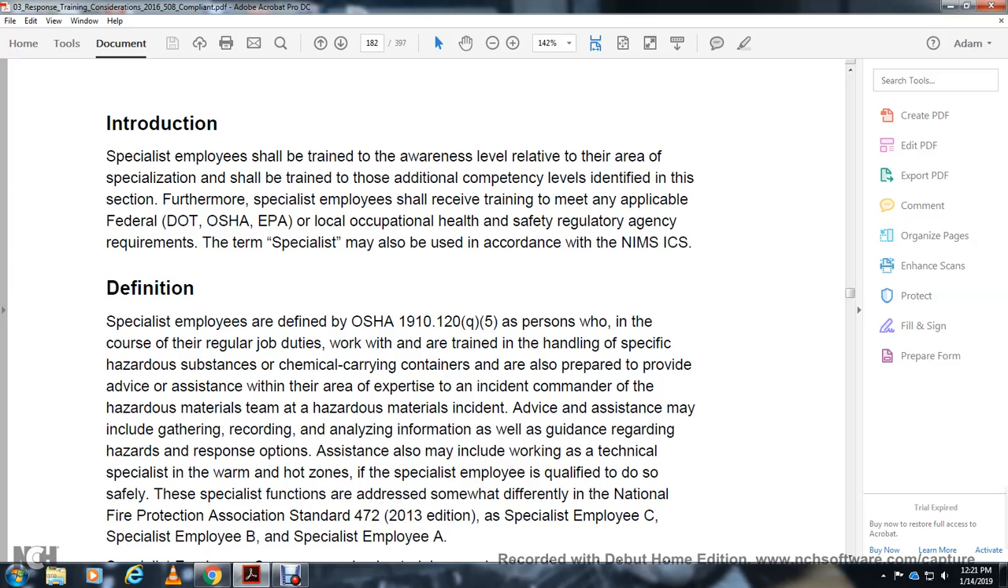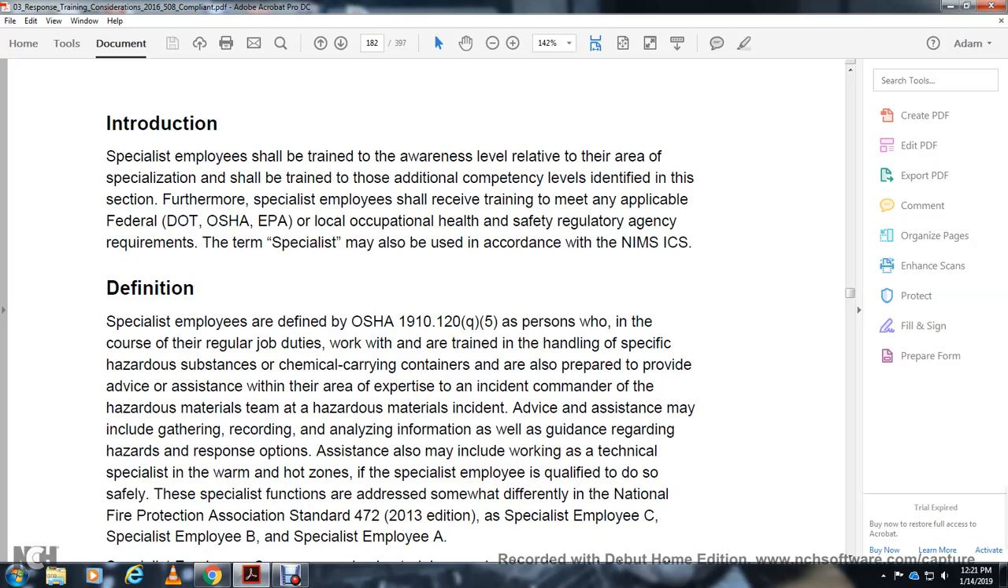the handling of specific hazards of the chemical, care and containment. They also provide advice and assistance in these areas, including working with the hazmat team, gathering and recording analysis information, giving guidance regarding the hazmat response operation, and working with the technical specialist in the warm and hot zone.